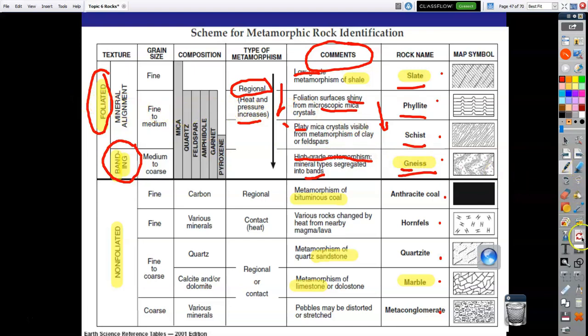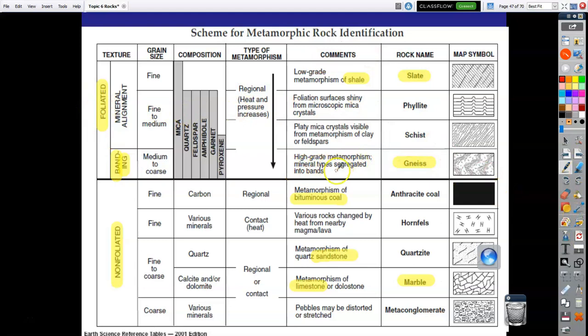Let me just clear this for a sec. And that's what it says here. The minerals are segregated into bands. So you'll have a dark band of mineral, then a light band, then a dark band, then a light band, etc. And so I'll show you a picture of what gneiss looks like. So these are all your foliated rocks.